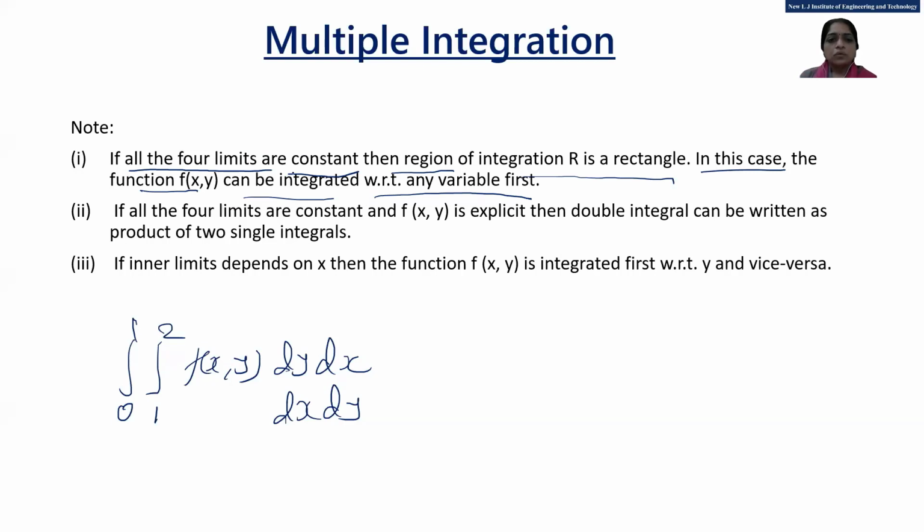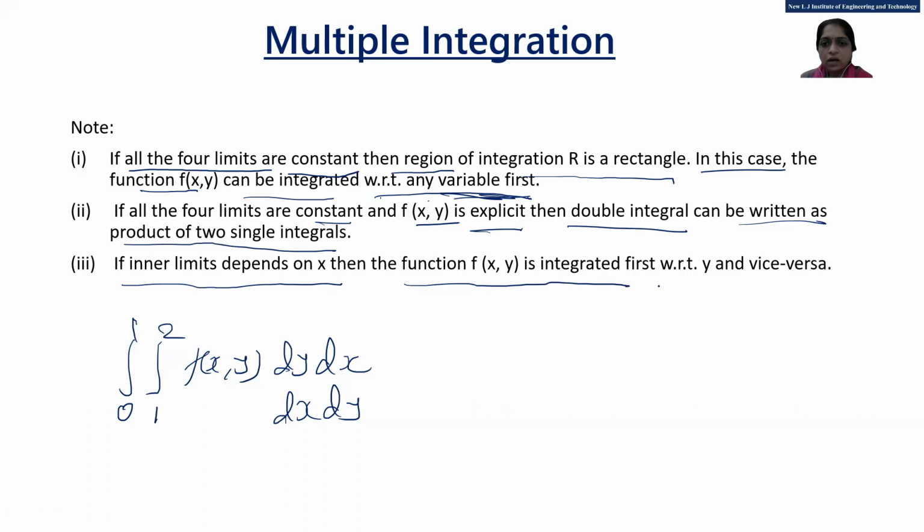Here you can do the integration with respect to any variable first. Second rule, if all 4 limits are constant and f of xy is explicit, then the double integral can be written as a product of 2 single integrals. And the third one, if the inner limit depends on x, then the function f of xy is integrated first with respect to y, and vice versa.